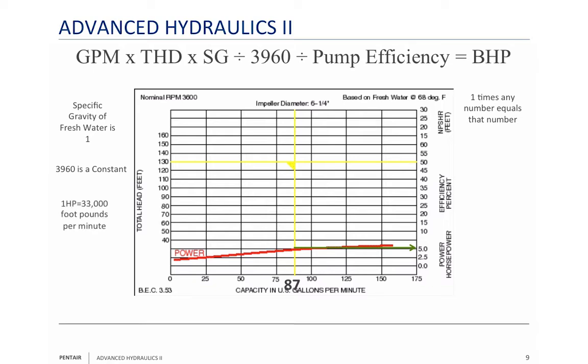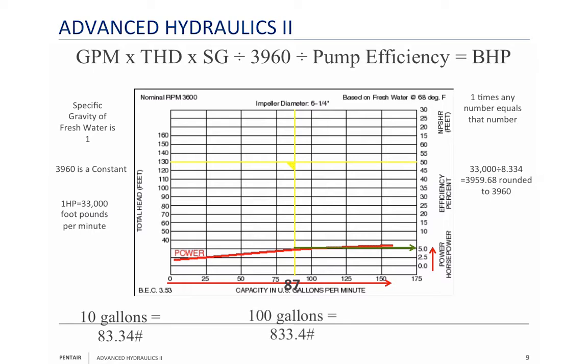3960 is a constant. The way that you get to 3960, you divide 33,000 foot-pounds per minute by the weight of 1 gallon of water, and that's going to equal 1 horsepower. So 33,000 divided by 8.334 equals 3959.68, and it gets rounded up to 3960. That's where that number comes from. All right. So the more water I flow, the more horsepower I need, and obviously the opposite is true also.